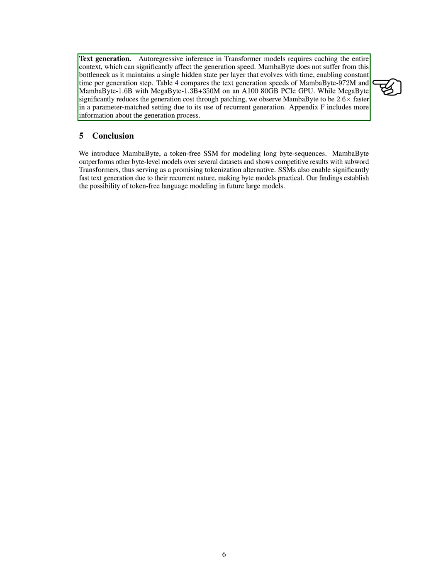MambaByte does manage to cut down the generation cost significantly by using a technique called patching. However, we found that MambaByte is still 2.6 times faster when the number of parameters is the same. This speed advantage comes from MambaByte's use of a method called recurrent generation. For more details about how the generation process works, please refer to the appendix.